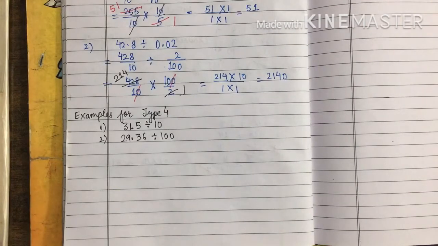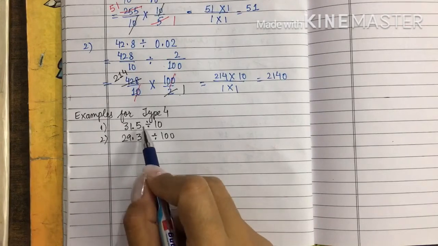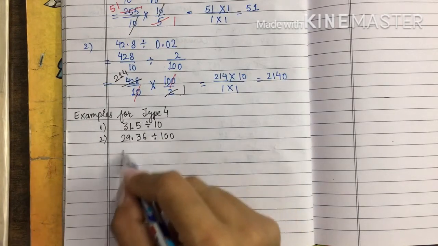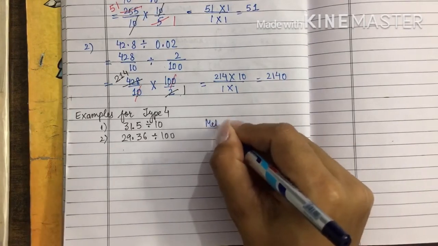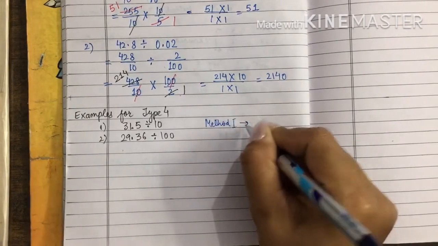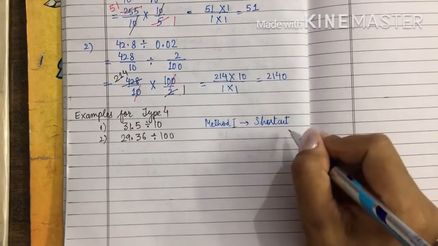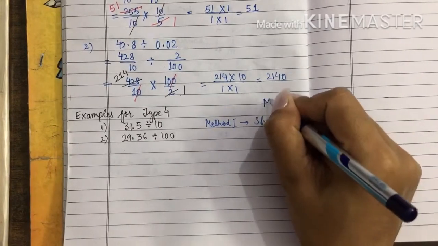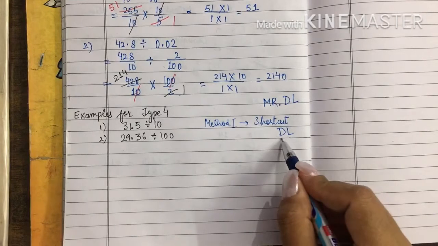Now these are the examples for type 4, for division of a decimal number by numbers like 10, 100 or 1000, the numbers with 1 and zeros. So for this type of sum there are two methods. The first method is the shortcut method, where, if you remember, we use this DL from Mr. Deepak Lal. So DL, divide left.